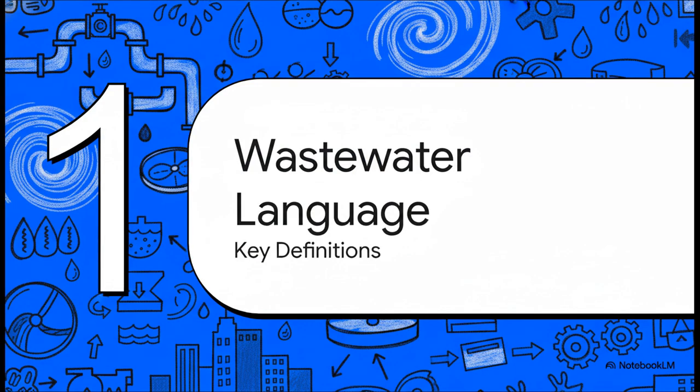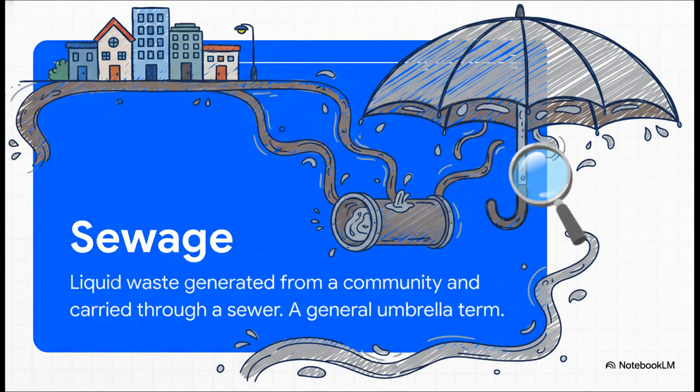To really navigate this hidden world, we first need to learn the lingo. And these aren't just a bunch of boring technical terms. They're actually super important distinctions that decide how entire citywide systems get built. First up, the big one, sewage. This is pretty much the catch-all term. Think of it like a giant umbrella. If it's liquid waste and it's flowing in a sewer pipe, whether it's from your house, an office building, or even rain washing down the street, it's all considered sewage.